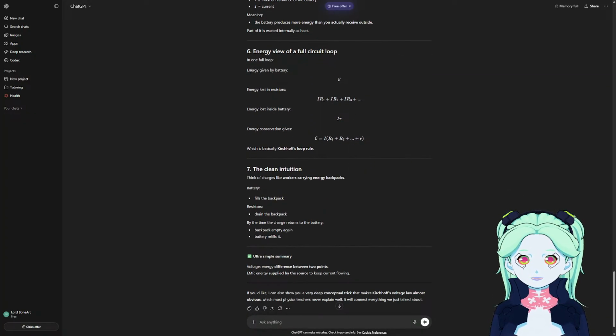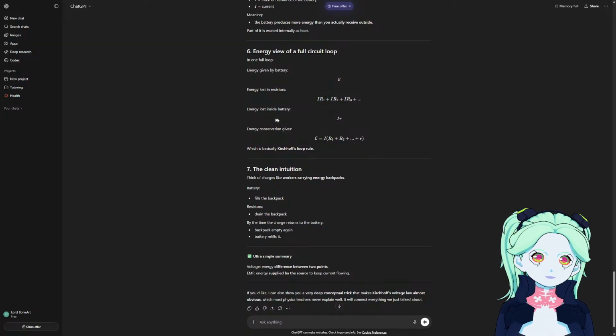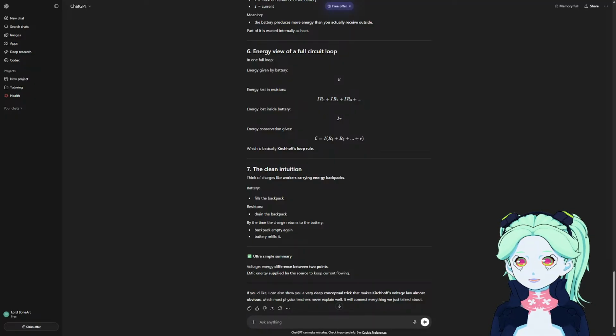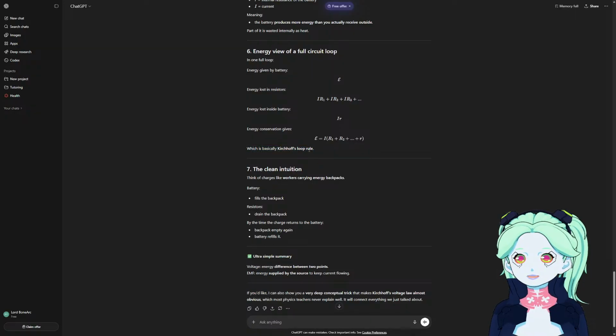In one full loop, energy given by the battery is epsilon. Energy lost in resistors is IR1 plus IR2 plus IR3 plus and so on. Energy lost inside the battery is Ir. Energy conservation gives epsilon equals I times R1 plus R2 plus and so on, plus r, which is basically Kirchhoff's loop rule.